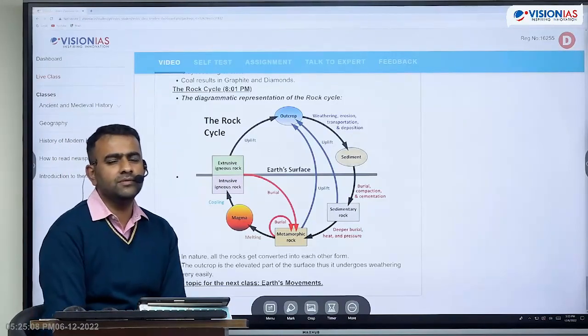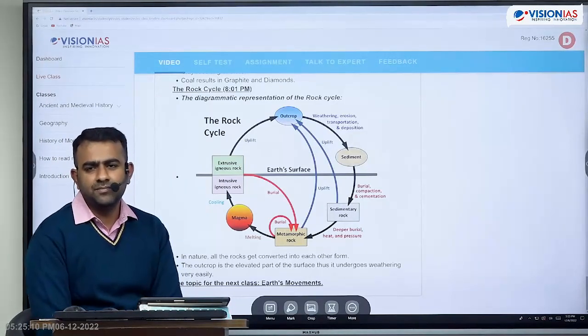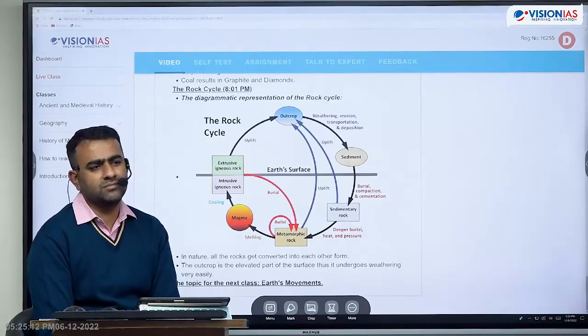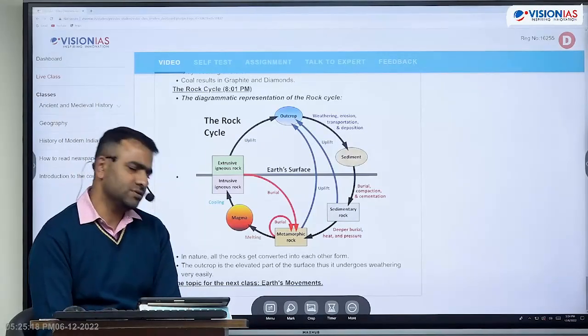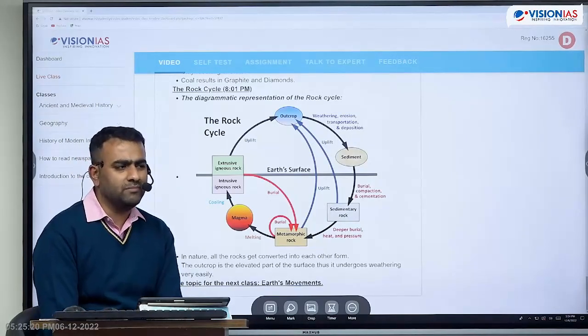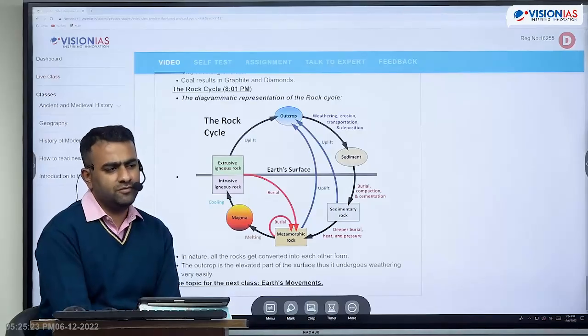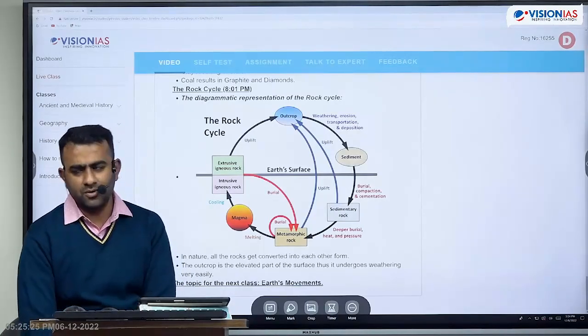So basically, based on the process we can say how exactly they are formed. Where there is only mechanical erosion, they are mechanically formed sedimentary rocks. Where there is some kind of organic matter involved, that is organically formed, for example coal. Okay.